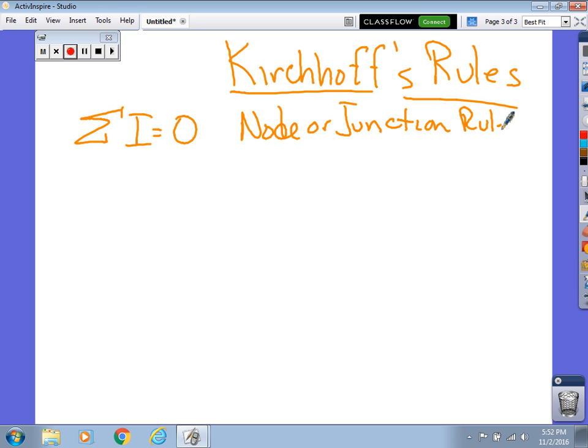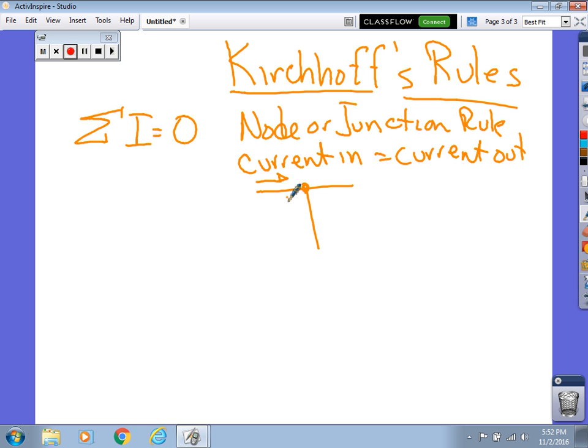Basically, what the node or junction rule says, simply put, here's the mathematical version of it, is that the current into a junction is equal to the current out. And that's what you've been doing all along. Every time we came to a node, we said, okay, if there's current coming this way, it splits and goes here, and it goes here, and these two have to add back up to that. So it's really nothing new. It's just a restatement of stuff that you've been seeing.